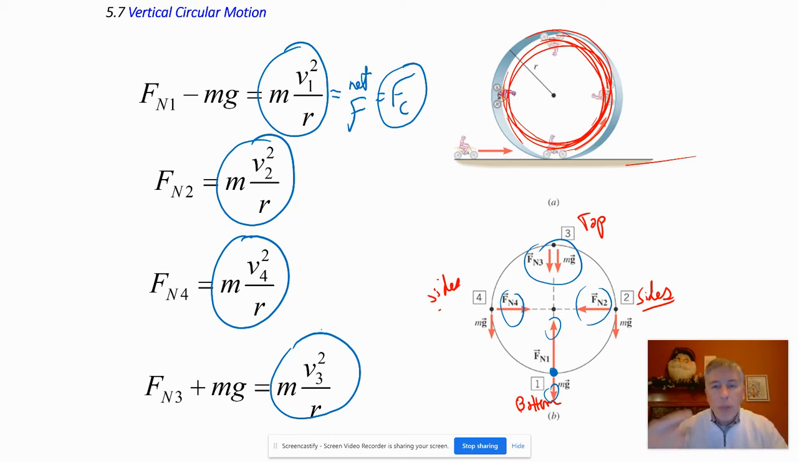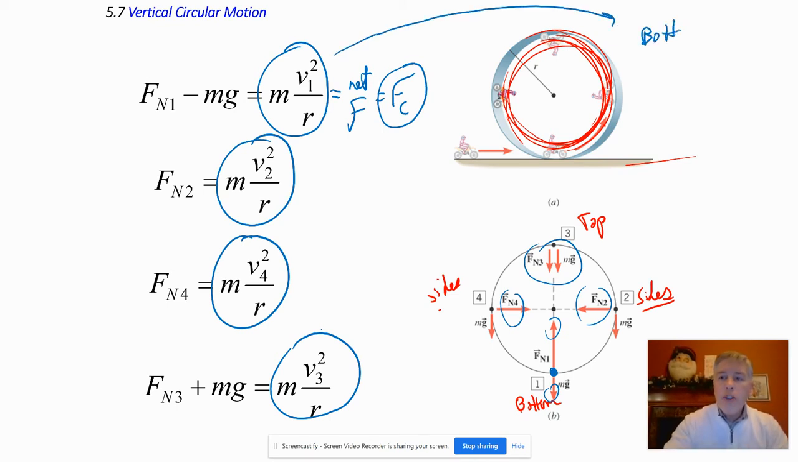Well, at the bottom, there's really two forces acting. We have gravity pulling it down, which is opposite from the direction, and then we have a normal force. In other words, the seat is going to push up, or the ground is going to push up. If you've ever been at the bottom of a loop on a roller coaster, you feel more pushed in your seat because the normal force on you has to be larger.